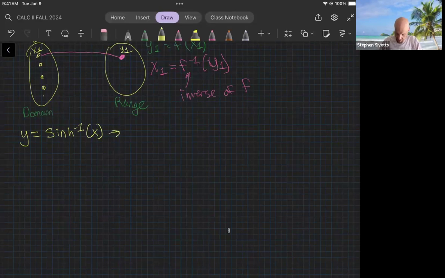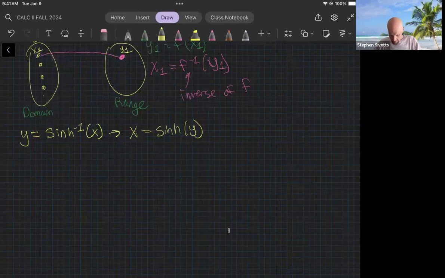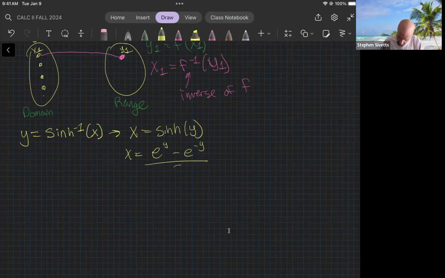This is equivalent to saying x is equal to hyperbolic sine of y. By definition, x is equal to e to the y minus e to the minus y over 2. And from this point, we want to solve for y. So if I cross multiply, I'll get 2x equals e to the y minus e to the minus y.